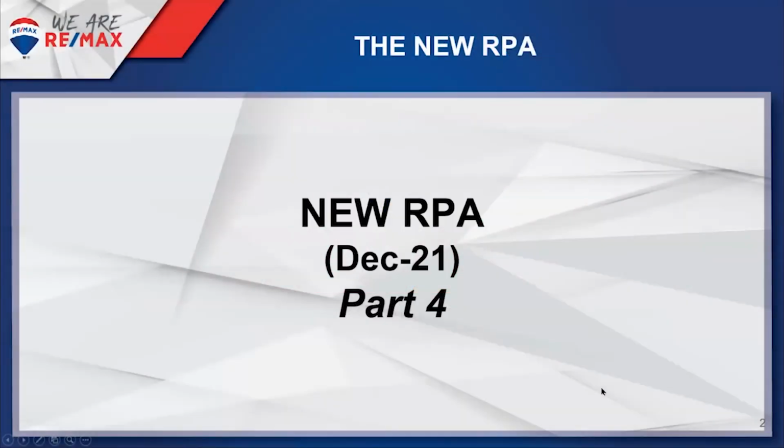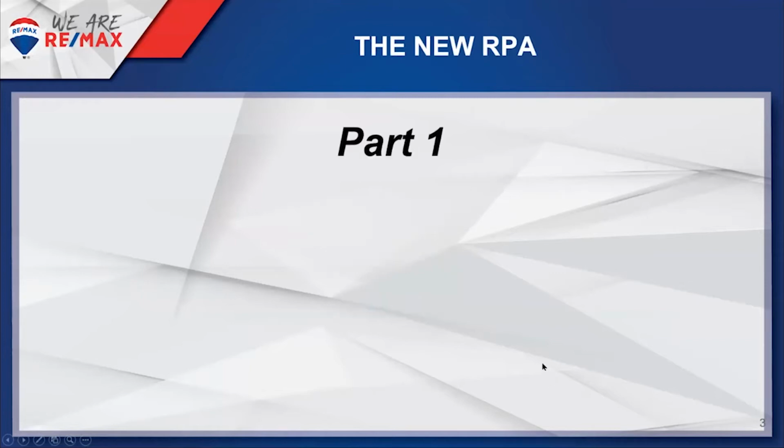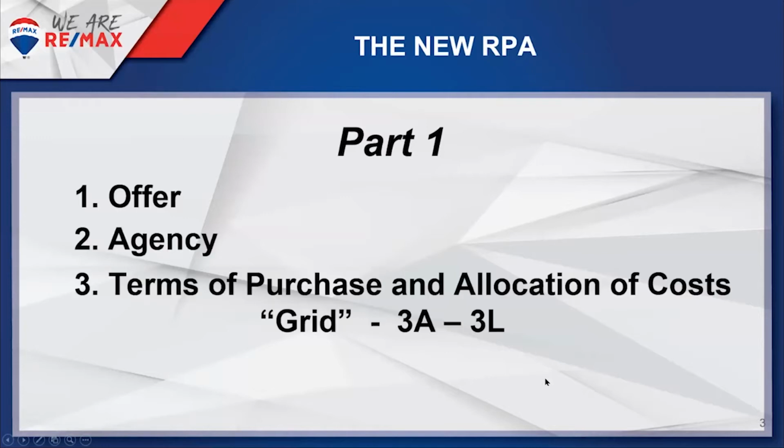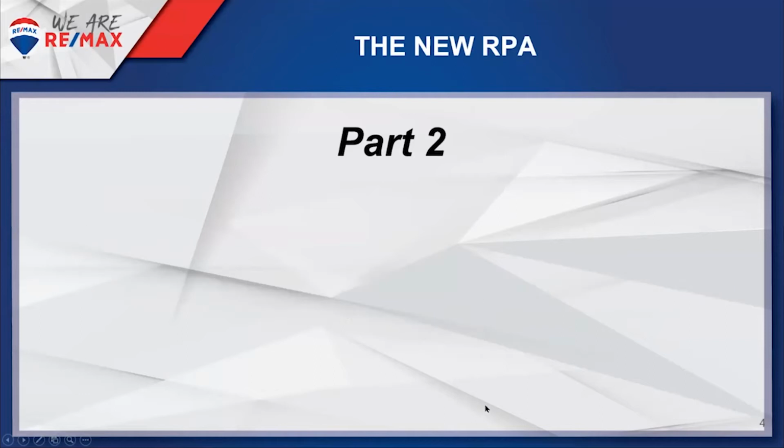Okay, so the new RPA December 21 release was released yesterday. Today is part 4. In part 1, we talked about the offer paragraph, the agency paragraph, and the terms of purchase and allocation of costs paragraph, which is called the grid. That is completely new, and now you'll be using the grid going forward. As you get familiar with the grid, you're going to find it very, very well organized, and it helps put all of the negotiable points of an offer in one location.